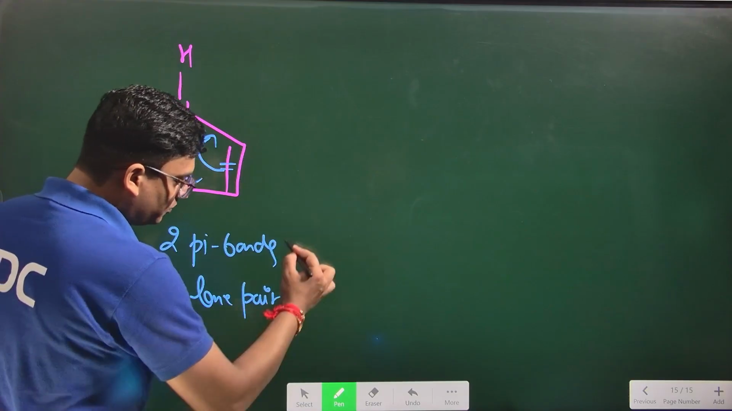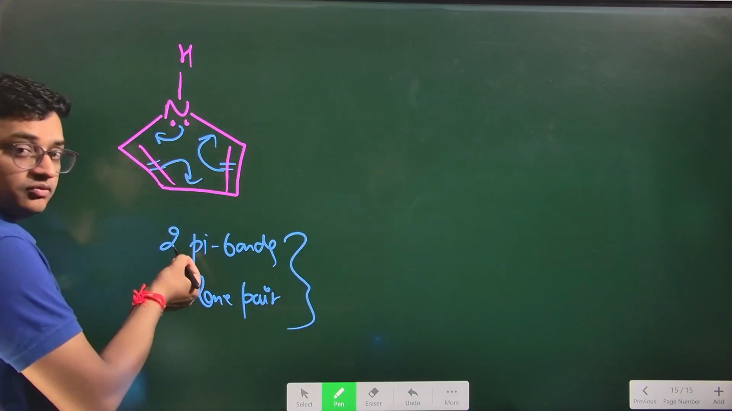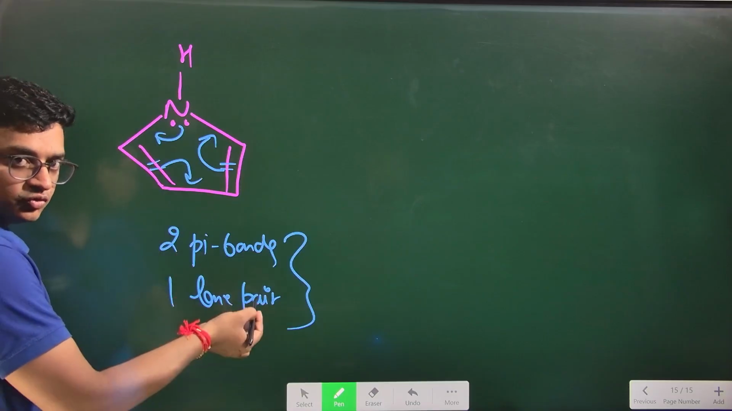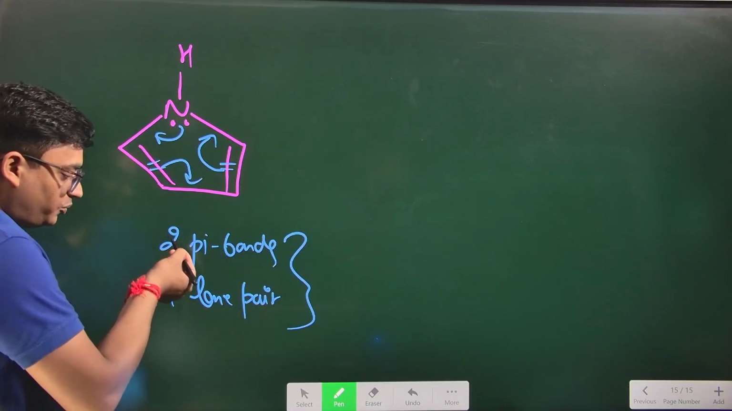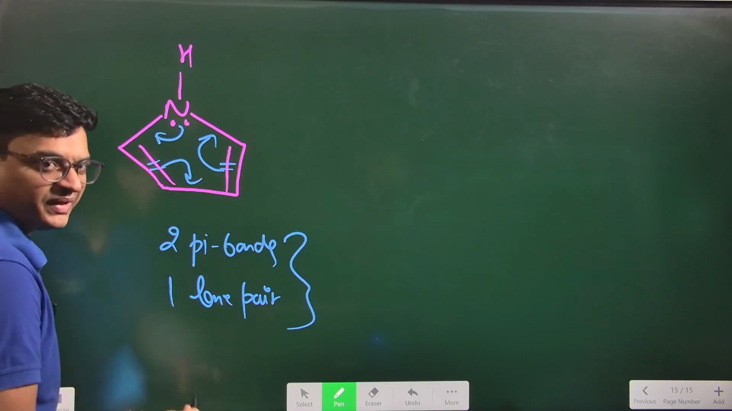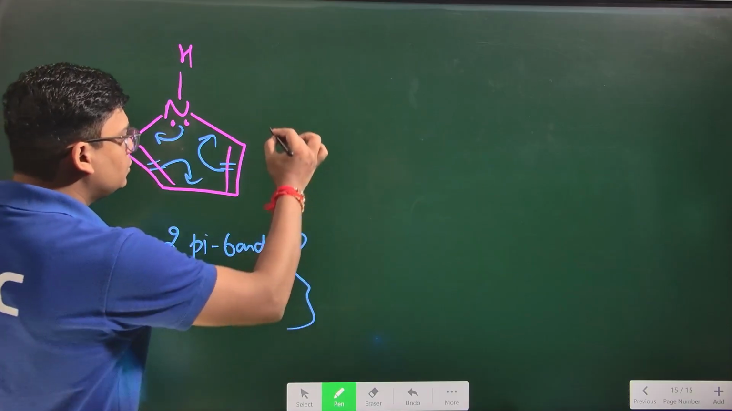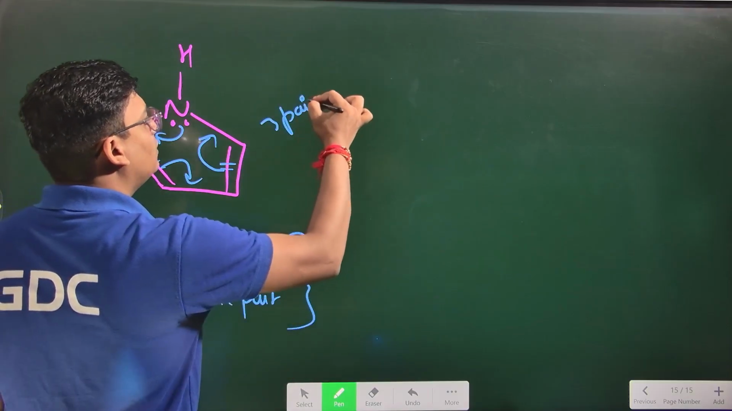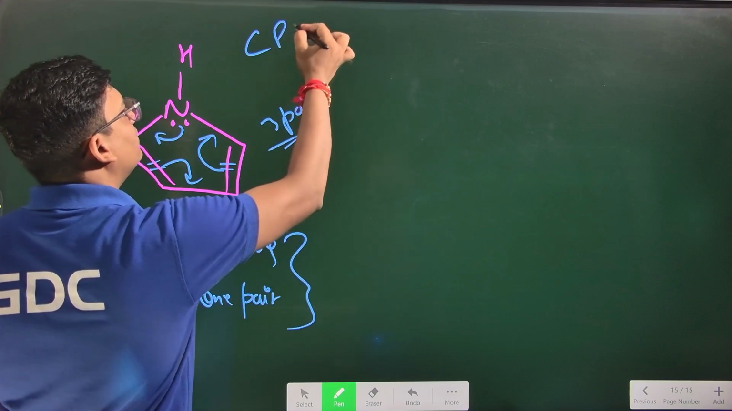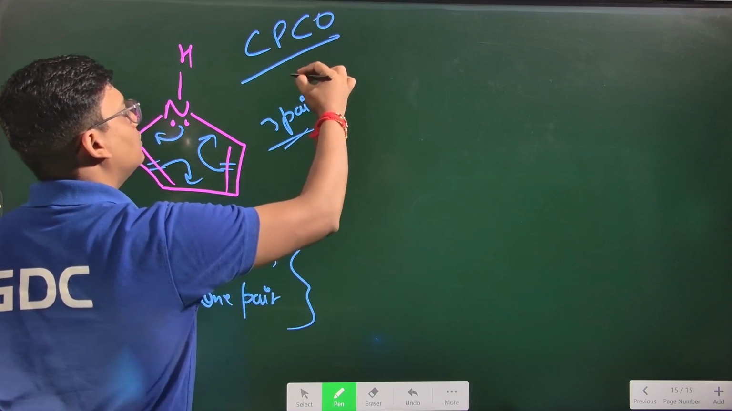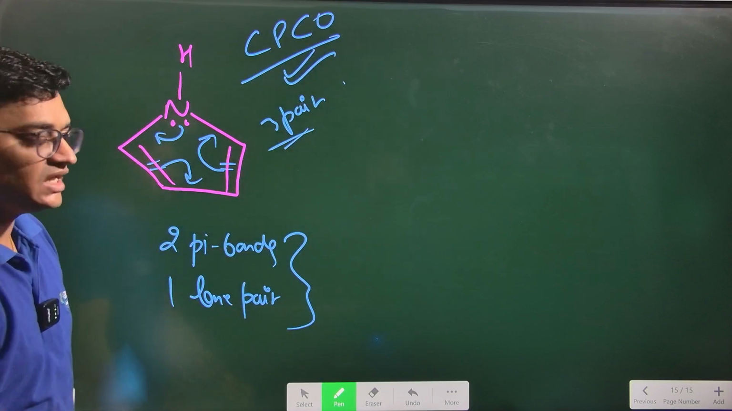This all gives you 2, 4 electrons, and the lone pair 1 into 2, that is 2 electrons. So 2 pairs here, 1 pair here. So we are having 3 pairs, you can say 6 electrons. 6 means it's an aromatic one. So we are having 3 pairs, that is an odd number of pairs. So it will be following CpCO. It's an aromatic one. Same with the furan.